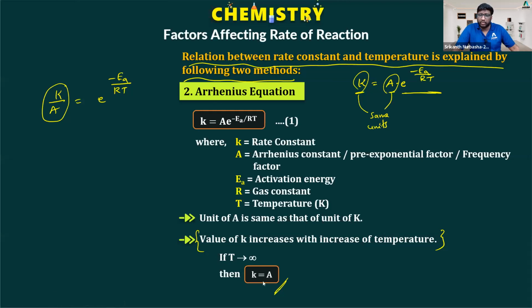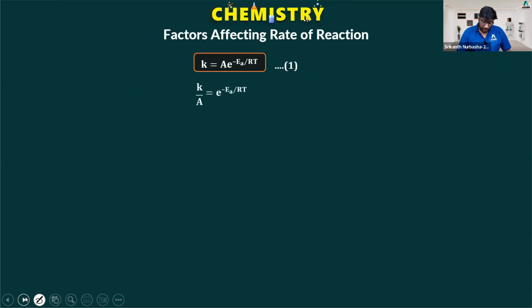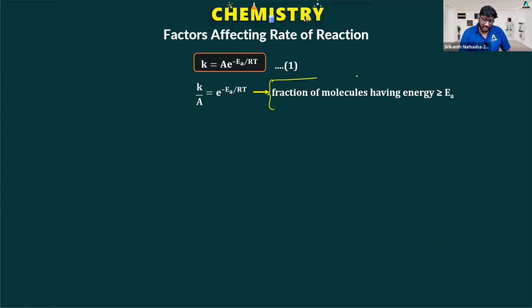Yes, Dimple, very good. Molecules with a higher energy than the activation energy. Very good. K by A is the number of molecules which have energy greater than the activation energy. K by A is equal to e power minus Ea by RT. K by A is nothing but the fraction of molecules having energy greater than activation energy.